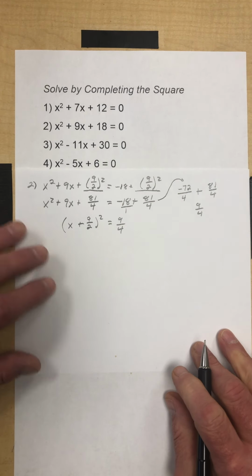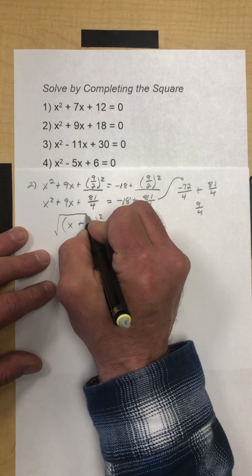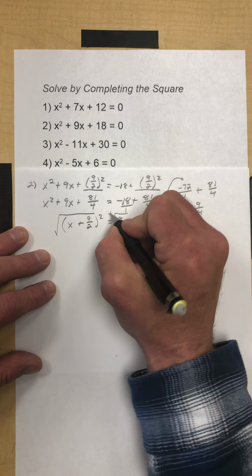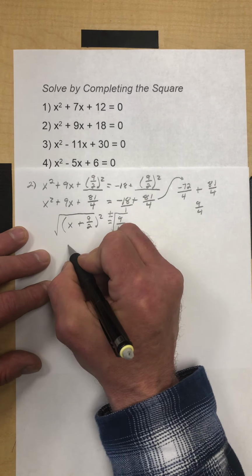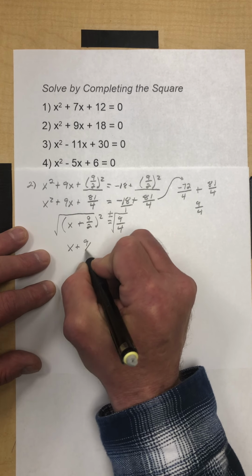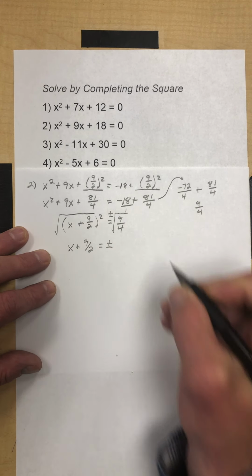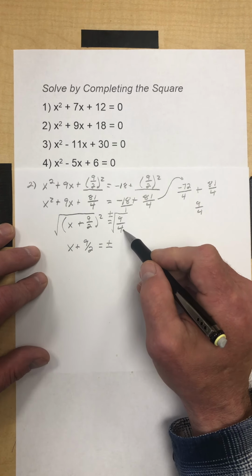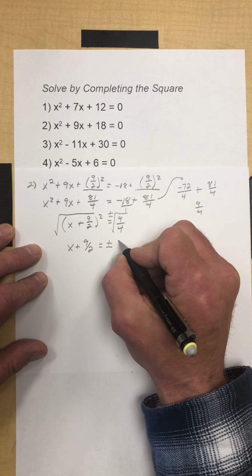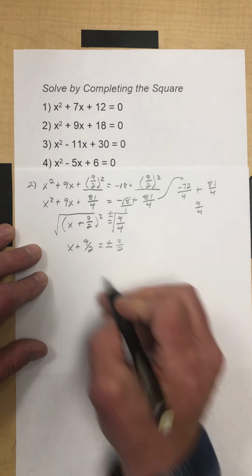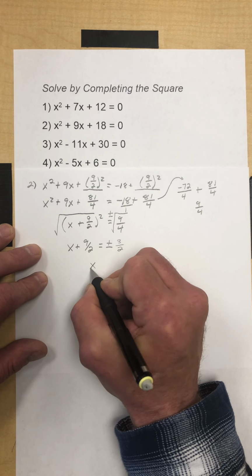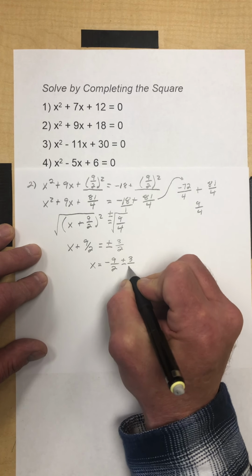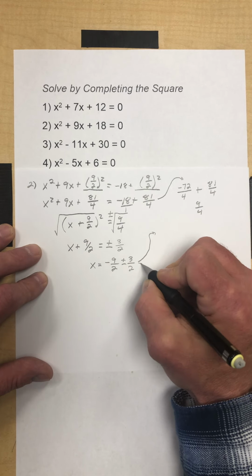All right, so we're in good shape. So now we take the square root of both sides. And remember, anytime you take the square root of a positive number, you have 2 of them. So we get plus or minus. So this will give me x plus 9 halves equals plus or minus. And again, we luck out because 9 fourths is a perfect square. 9 is a perfect square, 4 is a perfect square, so we take the square root, we get plus or minus 3 halves. So subtracting 9 halves from both sides gives me x equals negative 9 halves plus or minus 3 halves. And that'll take me to my 2 solutions.